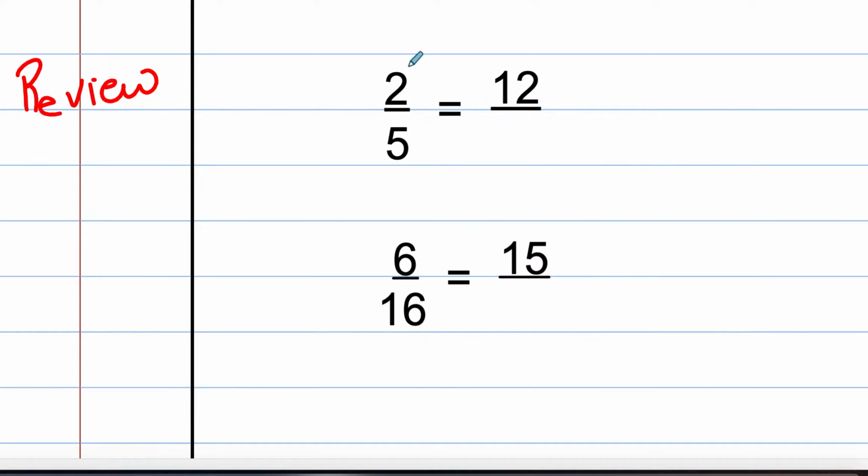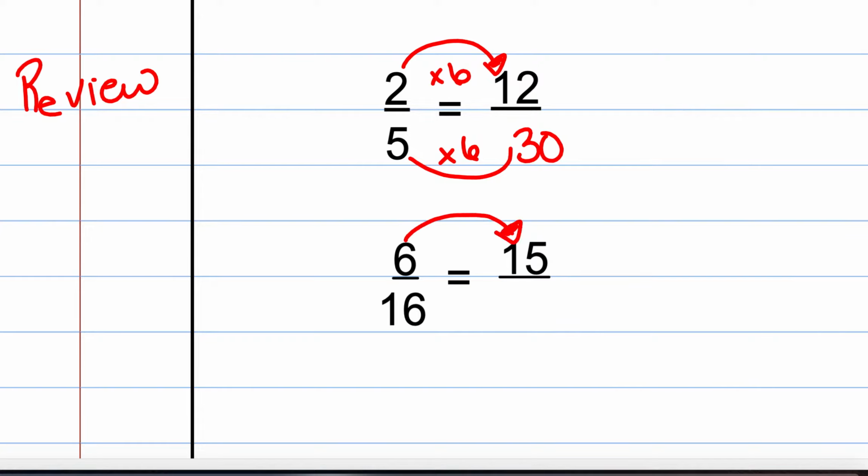All right, let's see how you did. 2 to 12, we start on the side that has both. That's times 6. 5 times 6 is 30. Answer's 30. 6 was my factor of change. It got 6 times bigger.